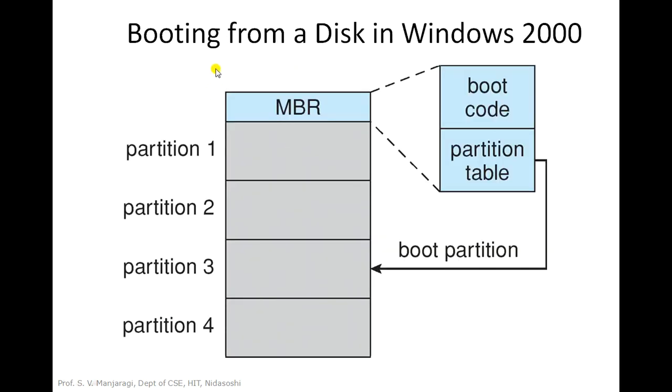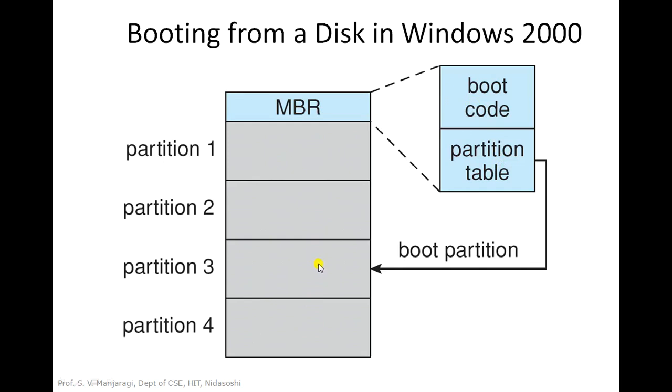Now let us take an example, booting from a disk in case of the Windows operating system. As already mentioned, in case of Windows, the disk is divided into a number of partitions. The partitions are named partition 0, partition 1, 2, 3 and so on. In partition 0, something called the MBR is stored. MBR stands for master boot record. This master boot record is maintaining the boot code and the boot partition. So there is some partition which is called the boot partition.